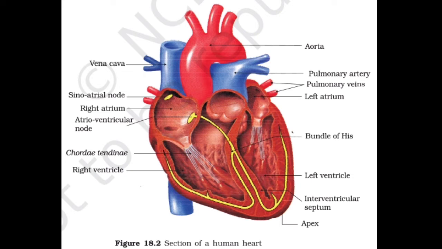This is vena cava, this is sinoatrial node, right atrium, atrioventricular node, this is chordae tendineae, right ventricle, and this is aorta, pulmonary artery, pulmonary veins, left atrium, this is bundle of His, left ventricle, interventricular septum, and this is apex.